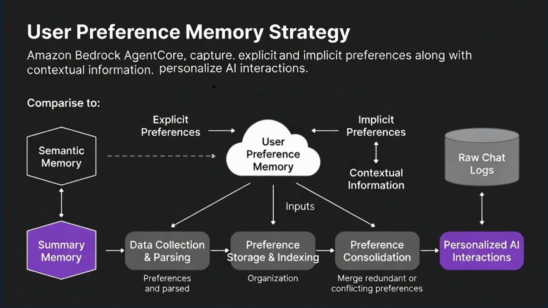Hang on, because this part's super important. There's this box in the middle called preference consolidation. This is the magic sauce. Every time a new preference comes in, the system doesn't just dump it on the pile. It checks: do we already have something about response length? Okay, the user just said they want even shorter answers in the morning. Let's update that rule and merge the two. No duplicates, no contradictions, just a single source of truth that keeps getting smarter.